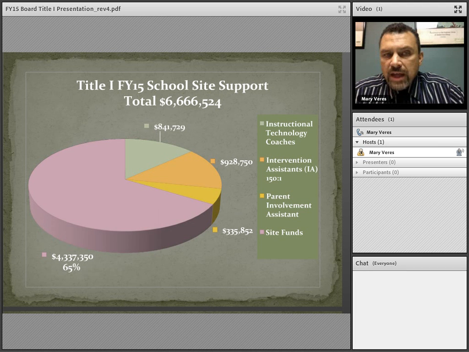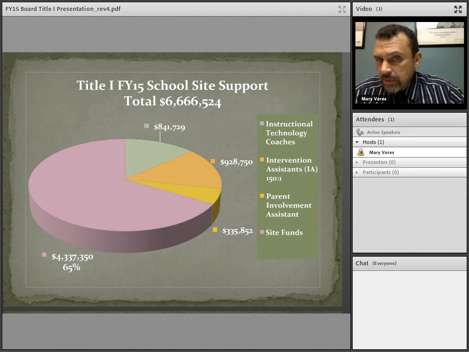Now, of that amount that goes to the schools, which is a little about $6.5 million, we then do that second layer of set-aside that I talked about. We do our ITCs, our IAs, and this time we're at 150 to 1, which is good because we've had an increase in funding, and then our PIAs. As you can see then, 65% of what is then remaining, $4,337,000, go directly to our schools.